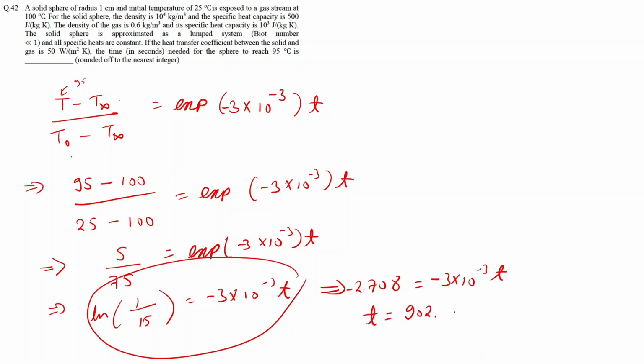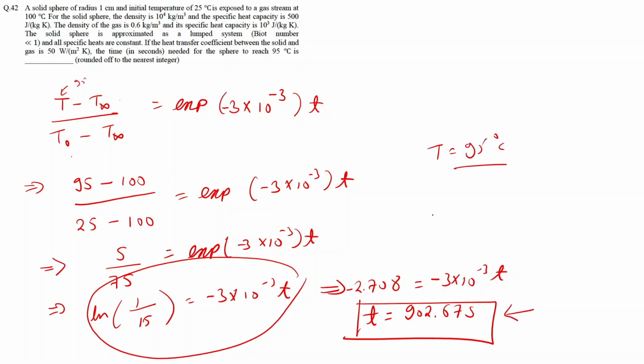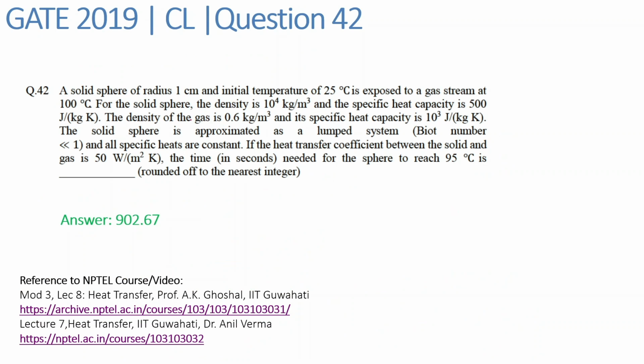as 902.67 seconds. So yes, the time taken by the sphere to reach a temperature of 95 degrees Celsius will be 902 seconds. So yes, the final answer is 902.67 seconds, and since we have to round up to the nearest integer, we can round it as 903 seconds as the final answer.